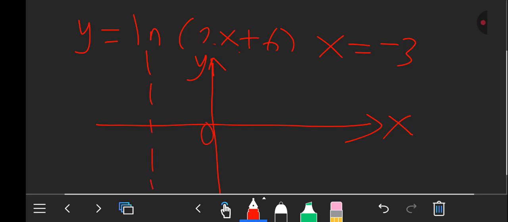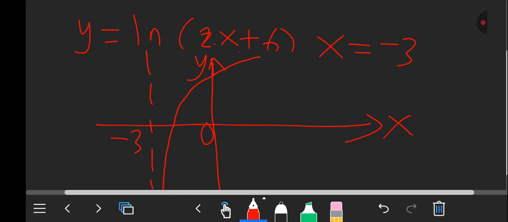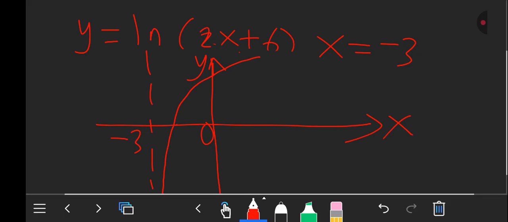Instead of being at 0, it is at negative 3. So the graph shouldn't cross. And x is positive, meaning that it will be coming from the positive x-axis, then coming like that. So we just need to find the points where it crosses the y-axis and the x-axis.